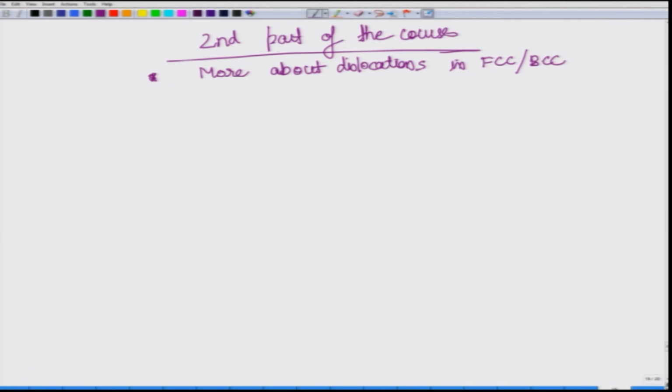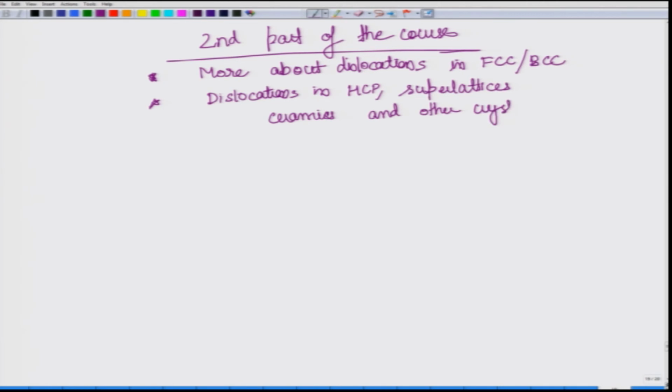And so far we have looked only at FCC and BCC cubic systems, but there are also dislocations in low symmetry systems like HCP, or there are something called superlattices, where the dislocations behave very differently because of the size of the Burgers vector. Then ceramics, because there are anions, again you get to see very different kind of behavior, and many other crystals. And then we will move on to the topic of plasticity.